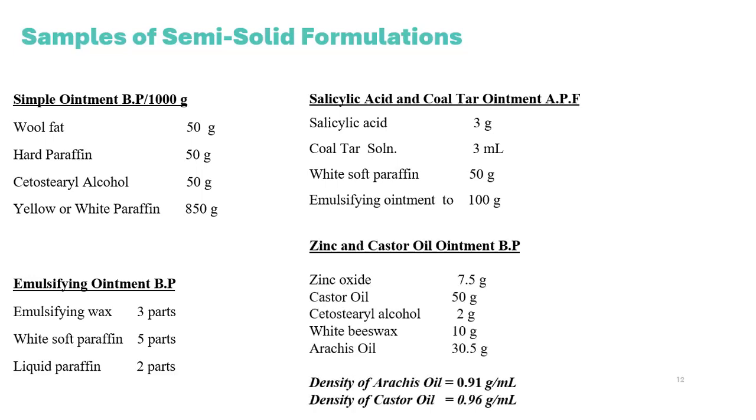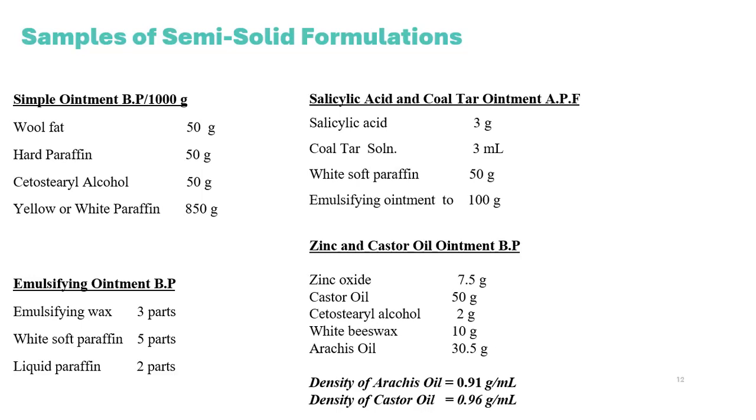Let's look at this one, zinc and castor oil ointment. Zinc oxide is a powder, that's in grams. Castor oil is a liquid, it's in grams. Cetostearyl alcohol is like pellets, that's grams. White beeswax is like a tough candlestick, that's in grams. Arachis oil is a liquid, but yet still it's written in grams. And all of this formulation typically adds up to 100 or 1,000. So read the formulation carefully to see how much that recipe adds up to.